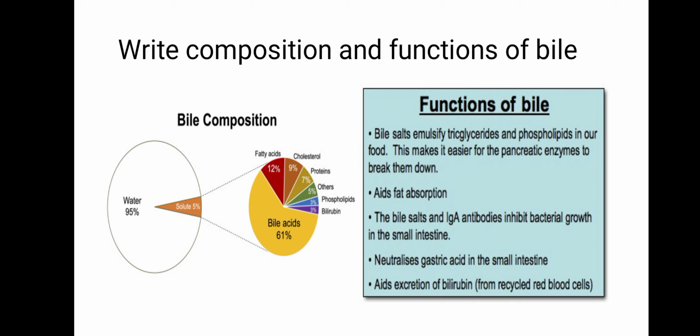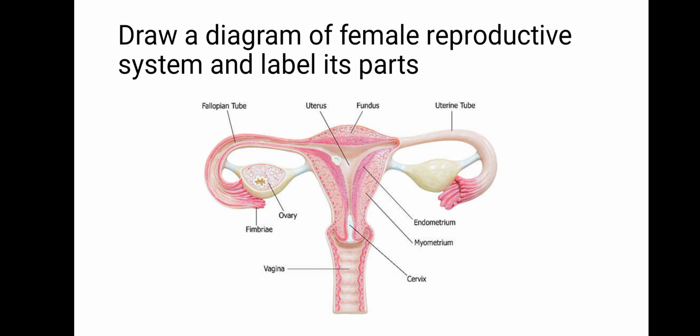Draw a diagram of female reproductive system and label its parts. Female reproductive system produces sex hormones, estrogen and progesterone. Produce egg, ovulate, support and protect developing embryo, give birth to new baby. Major organs: cervix, vagina, ovaries, gonads, uterine tubes, fallopian tubes, uterus.